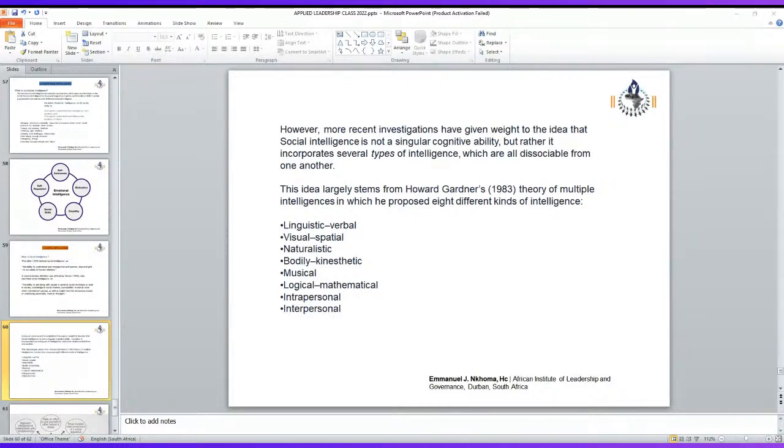Let's look at this. So this idea largely stems from Howard Gardner. Howard Gardner developed this theory in 1983, which suggests to us a combination. In order for us to achieve social intelligence, we need a combination of these kinds of intelligence. He proposed, in fact, 8 intelligences. And let's look at these 8 intelligences that Howard Gardner proposes in order for us to achieve social intelligence.